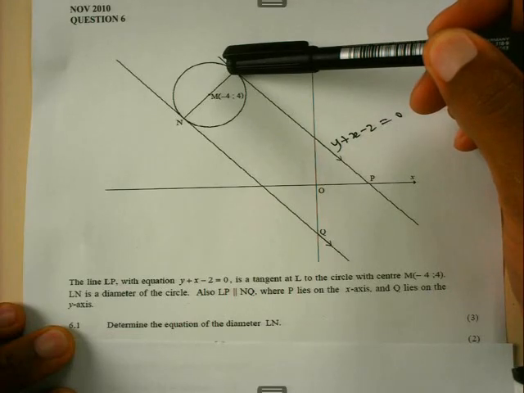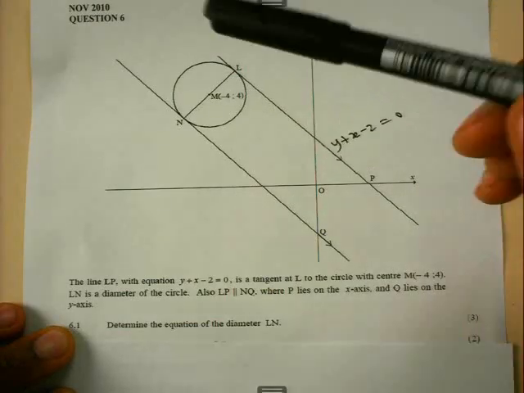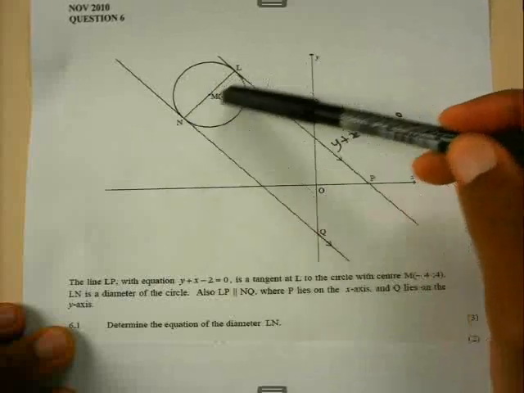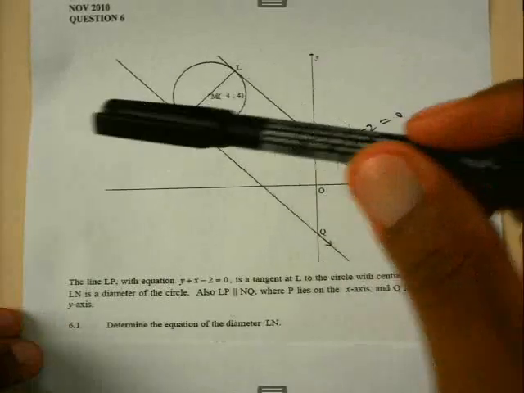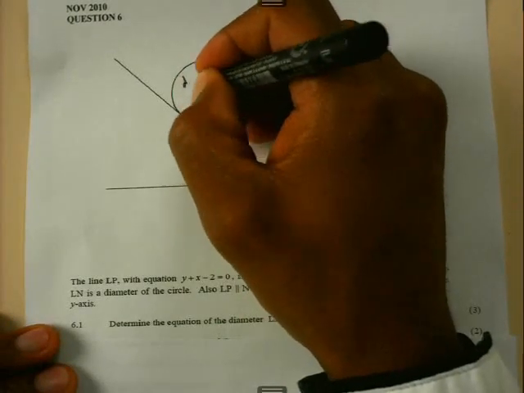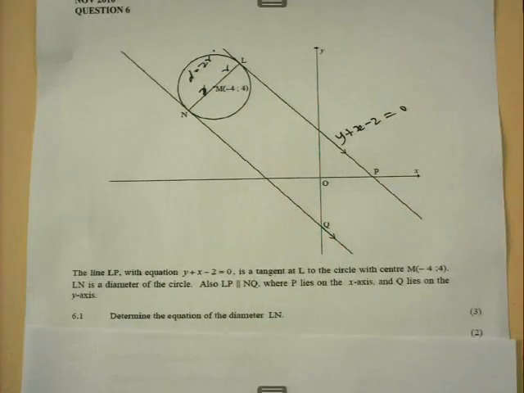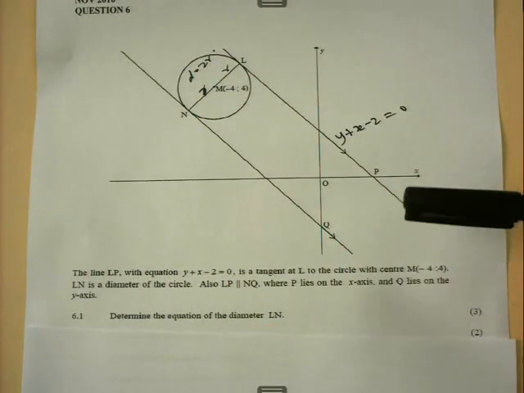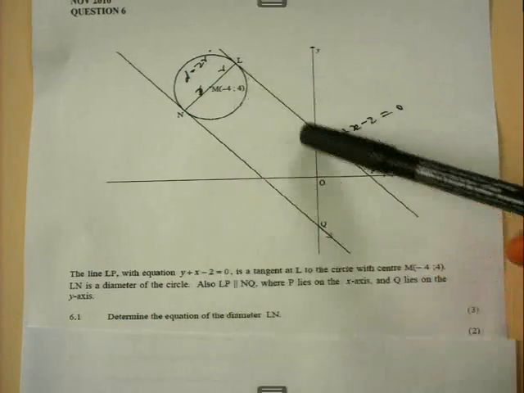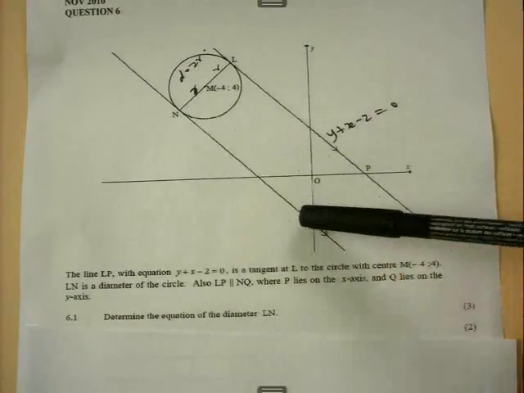To the circle with the center M, which is (-4; 4), right? And also, LN is what? LN is the diameter. Now you remember the diameter is twice r, so the diameter is equal to 2r. Very important, right? Now from here they said LP is parallel to NQ. LP is parallel to NQ.